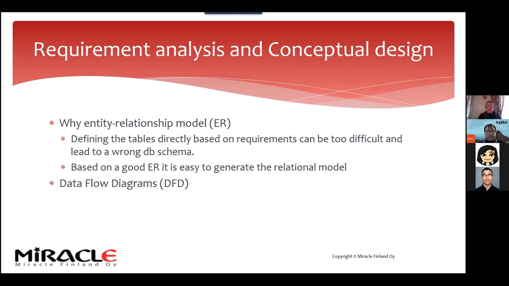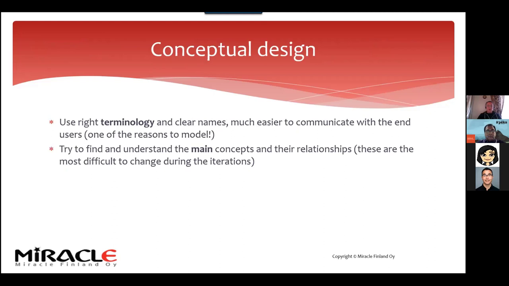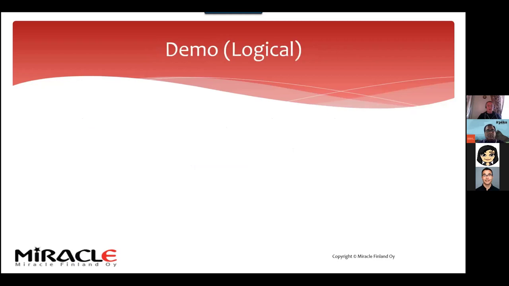That's about how the data is flowing through our system. When you're doing the conceptual design, use the right terminology and clear names, because it's much easier to communicate with the end users if you are using the right terminology. Try to find and understand the main concepts and how they are related to each other, because these are very difficult to change in iteration 10 or 55. So try to find the main concepts and how they relate to each other.